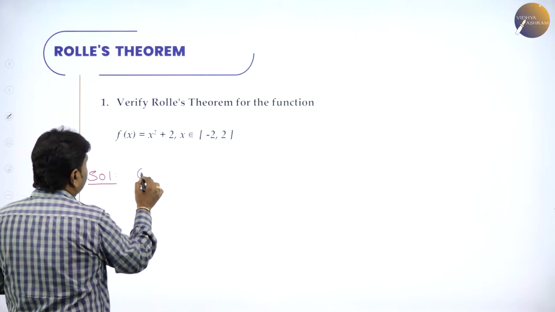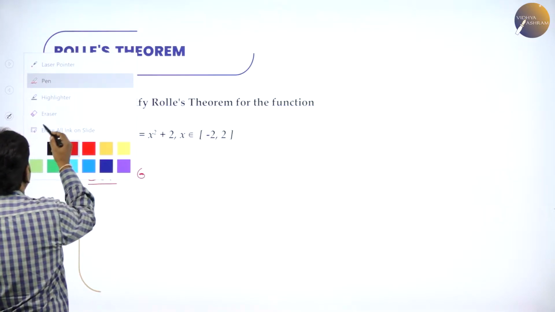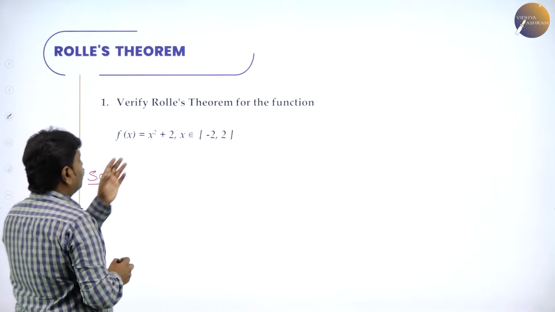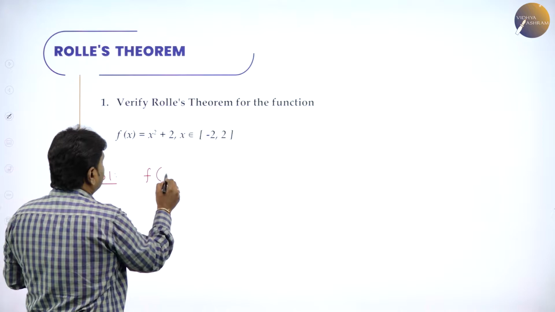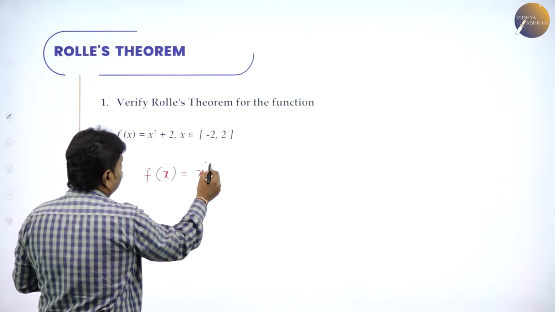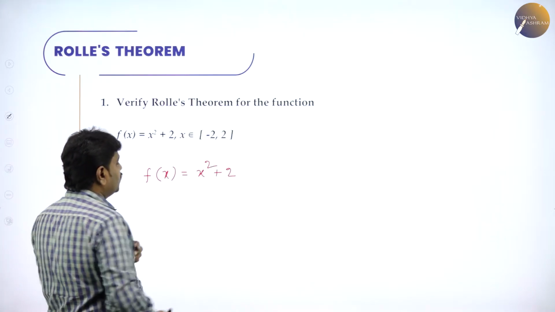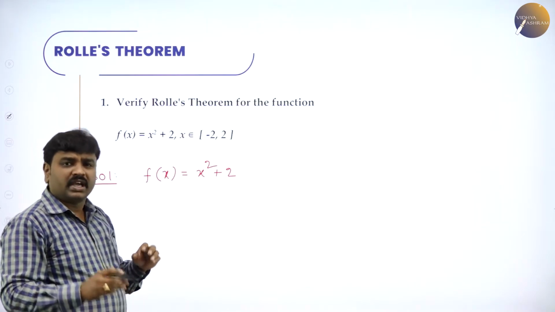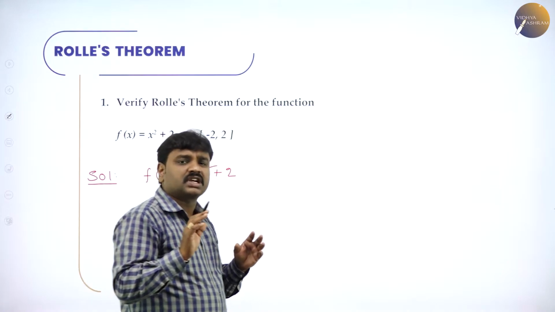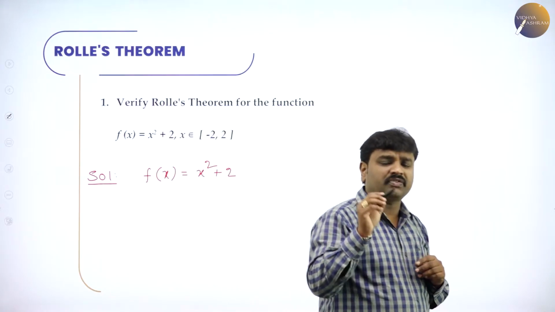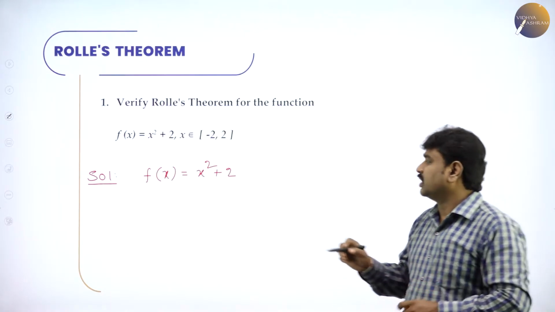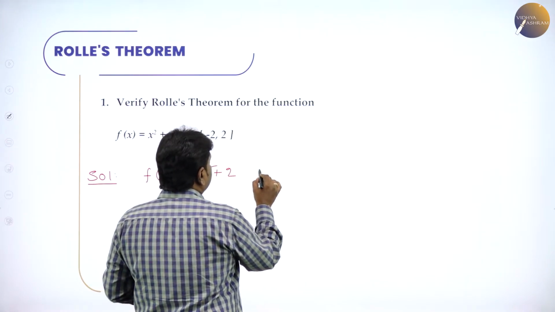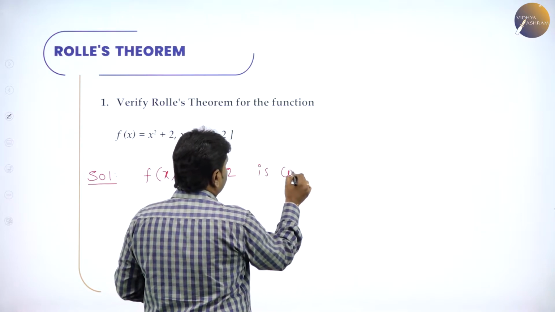Here they gave the interval and the function. We take the given function and given interval. What is f of x? F of x is x square plus 2. Please understand, x square plus 2 is a polynomial function of degree 2. Any polynomial function is always continuous in a closed interval. They gave f of x is x square plus 2, so we say it is continuous in the closed interval.